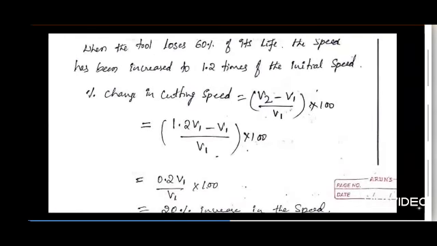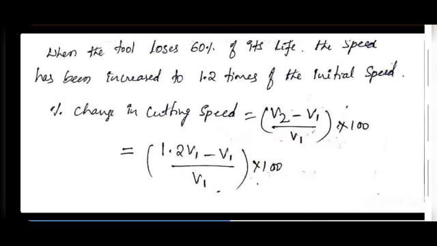0.83832. V2 is equal to 1.2 times V1. Here, when the tool loses 60% of its life, the speed has been increased to 1.2 times the initial speed. Percentage change in cutting speed is equal to (V2 minus V1) divided by V1, into 100.